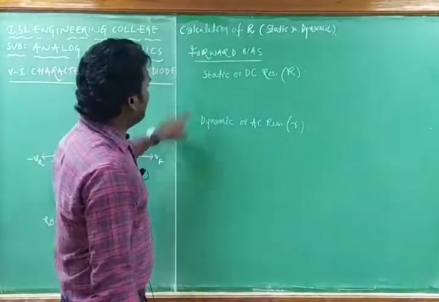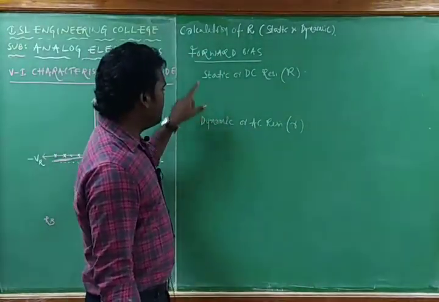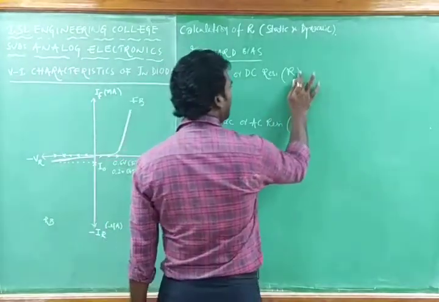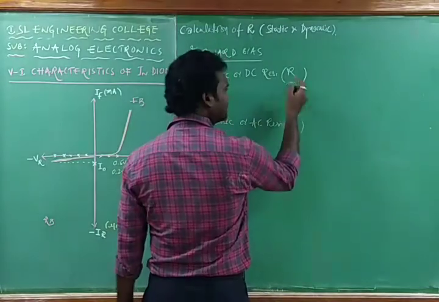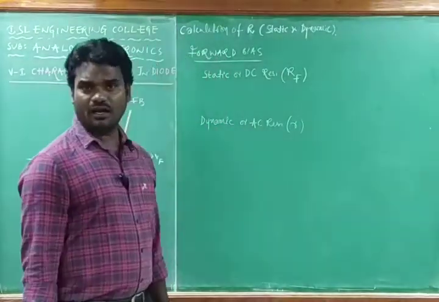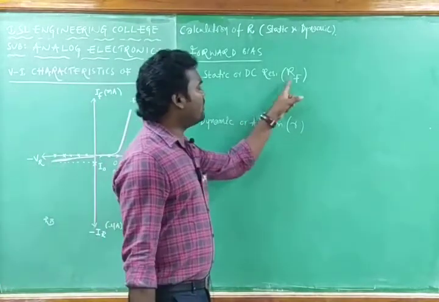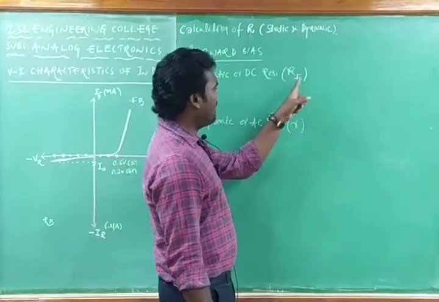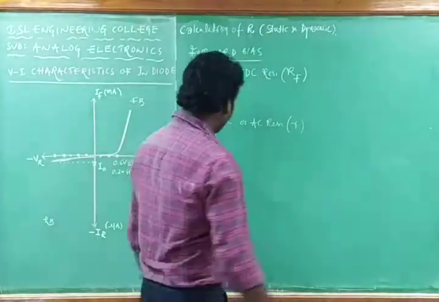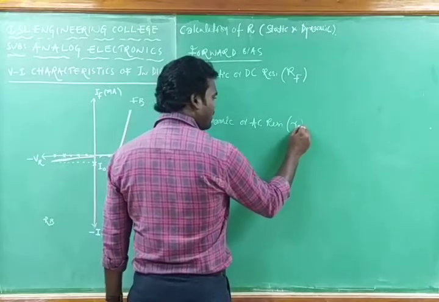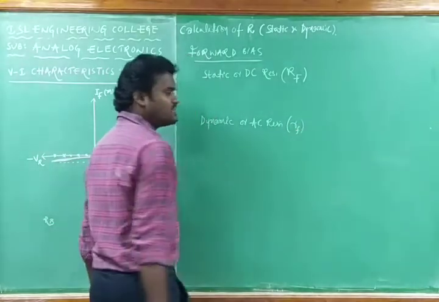That means we are defining the static resistance and the dynamic resistance in forward bias, so I can write this as RF. That is the forward bias static resistance. Capital R stands for static and F stands for forward. Here dynamic resistance is denoted with small r, and in forward bias it is small rf.